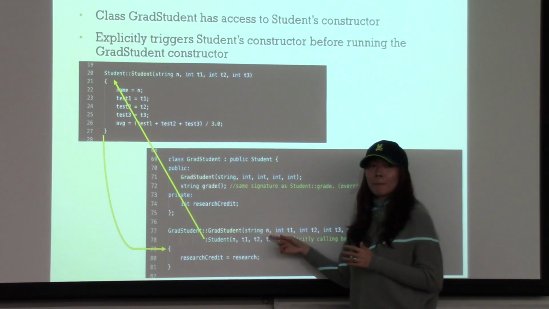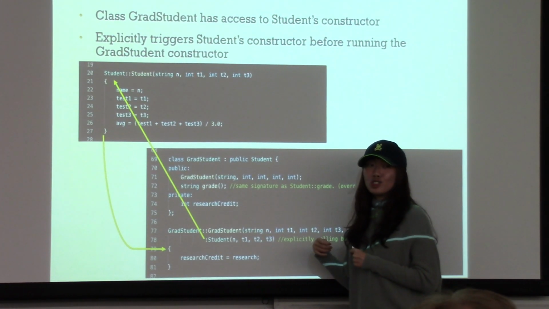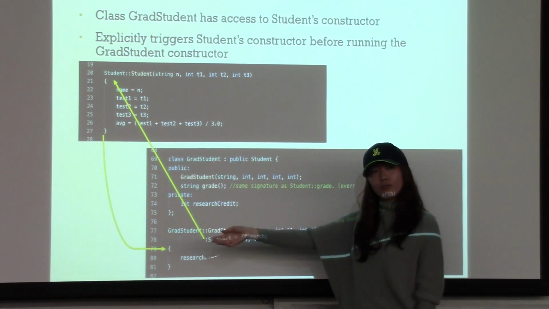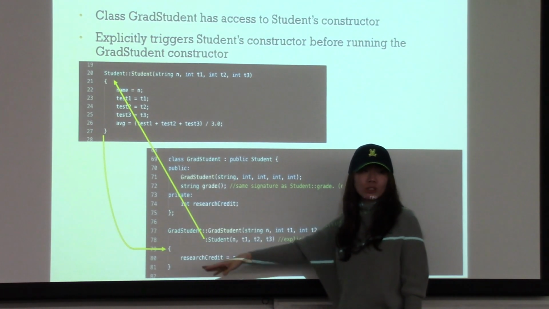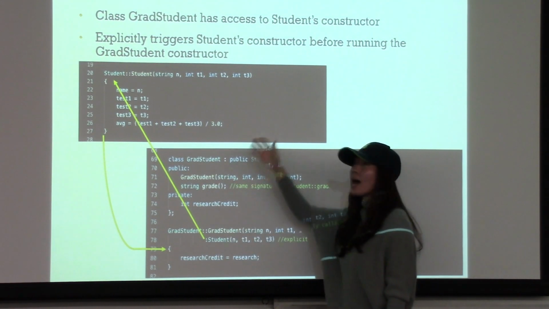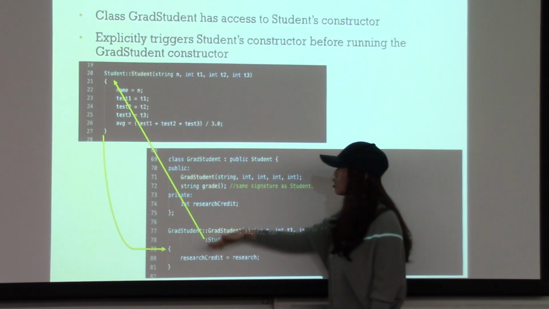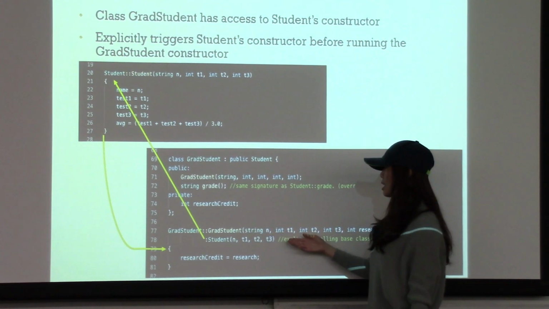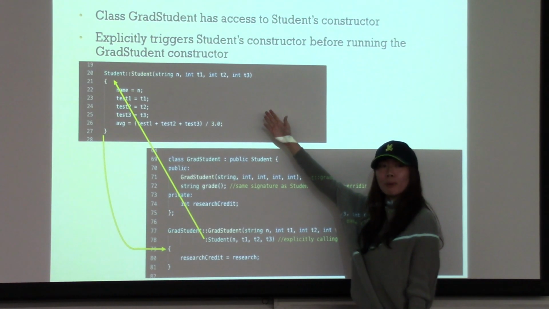Then question, if we don't trigger the constructor, how can we have access to that copy? You do not. Unless in your base class, you have another function that changes test one, test two, test three. You could do that. But everything has to go through the base class. Base class is the only class that has access to private. Even though grad student has a copy of everything, it does not mean that you can change them however you want, because those are still privately owned by your base class. Okay.